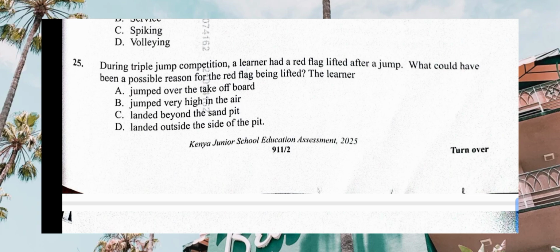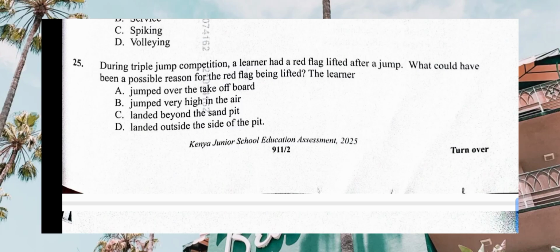During a triple jump competition, a learner had a red flag lifted after a jump. What could have been the possible reason for the red flag being lifted? Why do you think the red flag will be lifted?